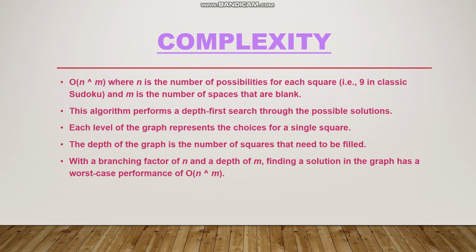The algorithm is obviously searching for all solutions, and the graph I showed you represents the choice of a single square. The depth of the graph is the number of squares that are to be filled. So what we do here is apply a branching factor of n and compute a depth of m to find a solution for all this. From this we get that the worst case is n raised to the power m, that is, the order is n raised to the power m. But if we talk only about complexity, we cannot find it exactly for backtracking; it is something exponential and complex to find out.